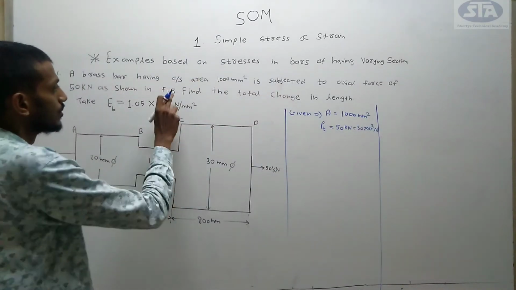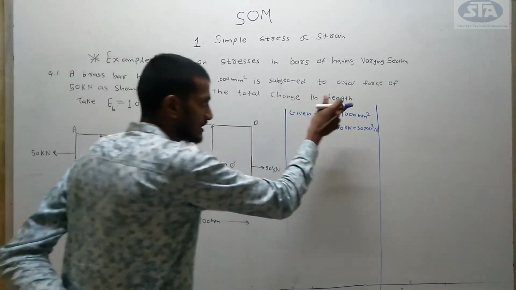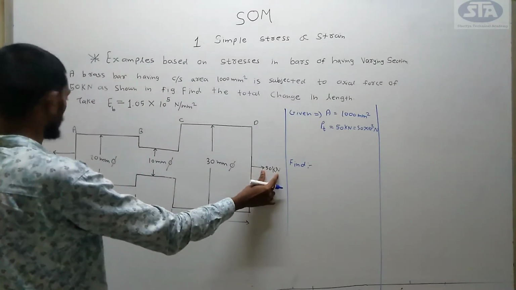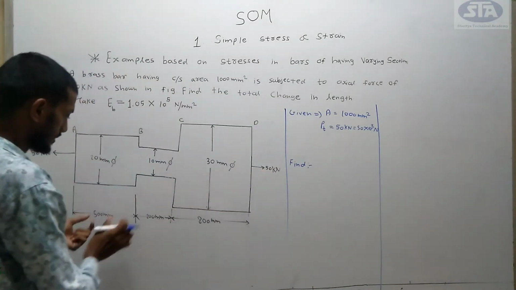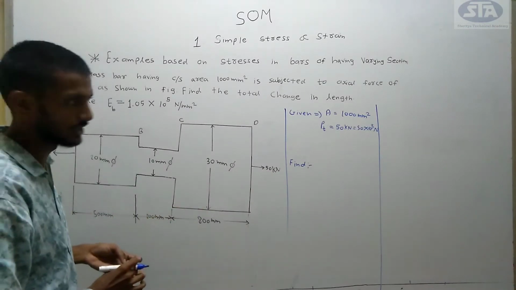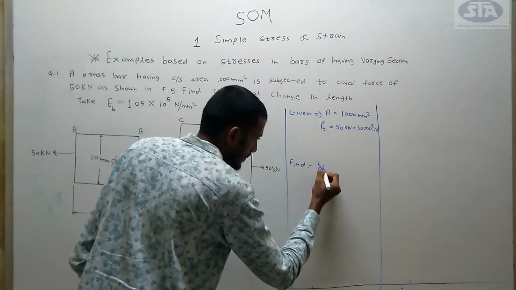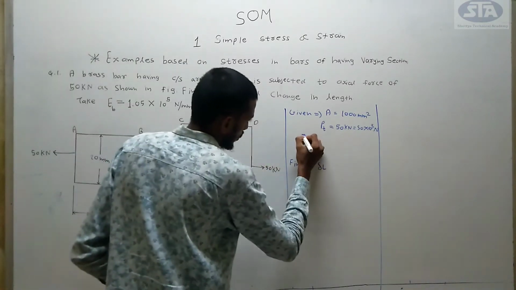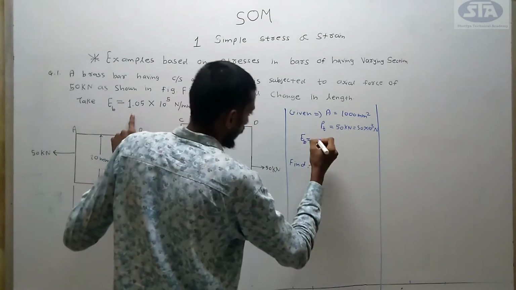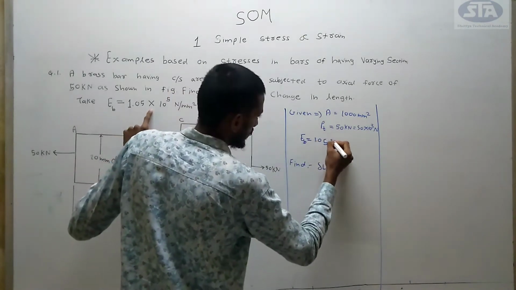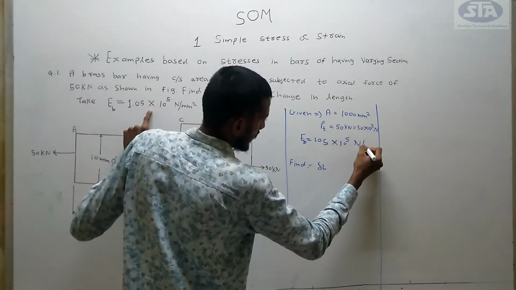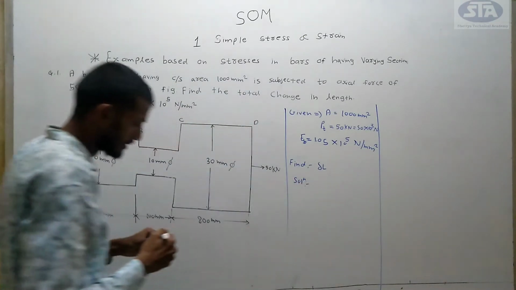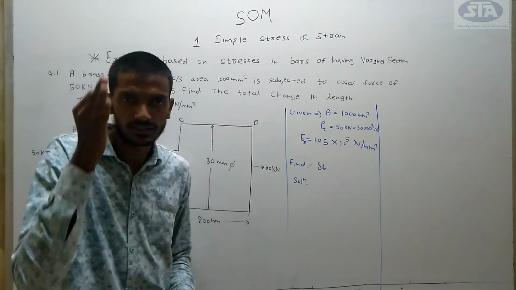Now we have to find the total change in length. That means if you apply 50 kN force on both sides, how much change in length can occur; that is called total change in length, denoted by delta L. Take E, modulus of elasticity for brass, equal to 1.05 into 10 raised to 5 Newton per mm square. Now the solution: as many sections as there are, that many changes in length will be created.